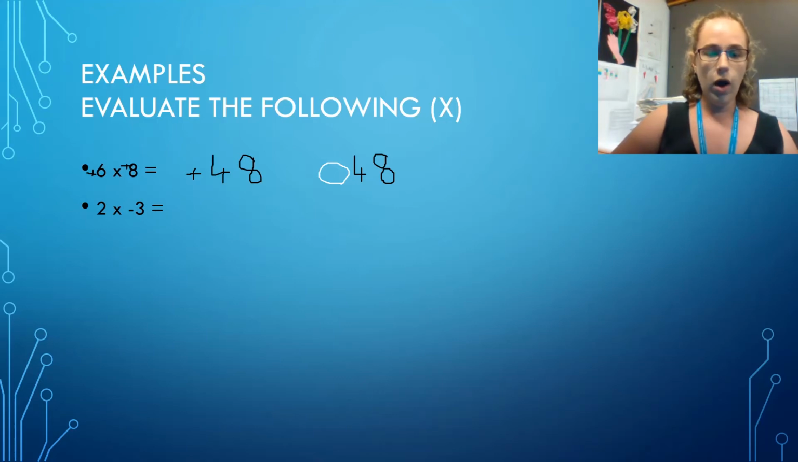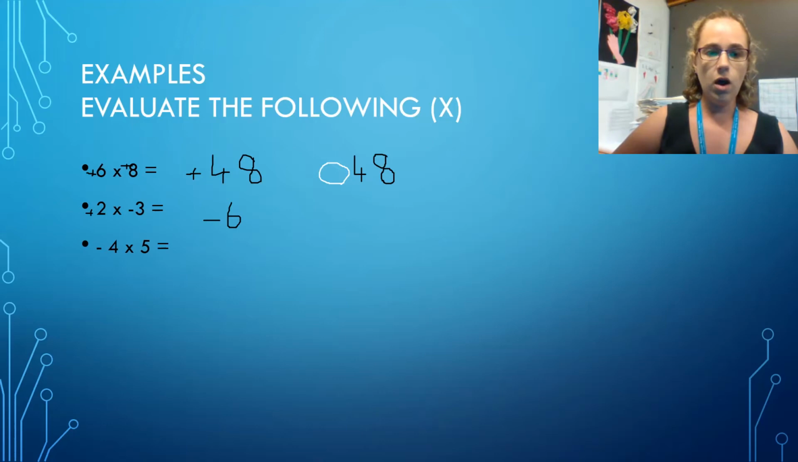In the next one, I have 2 times minus 3. So the first thing I do is the sum, which is 2 times 3 is 6. And then I look at my signs. I've got an assumed positive and I've got a negative. So a positive times a negative gives us a negative. So the answer to that is negative 6.